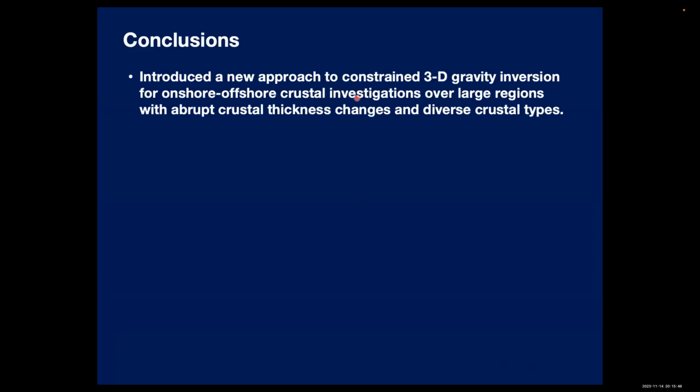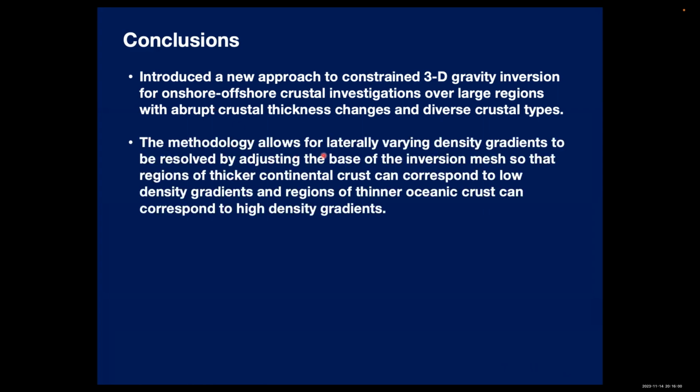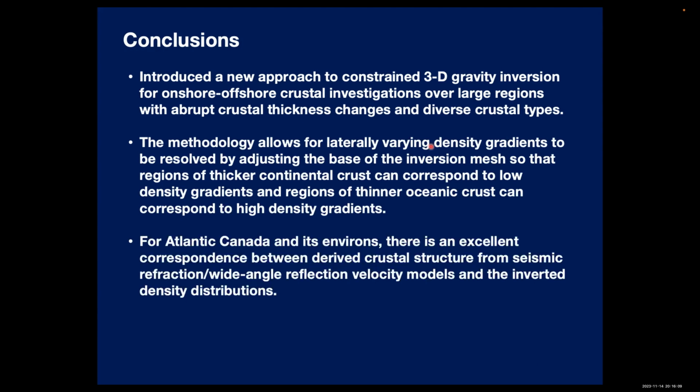So ultimately, this work is showing us that we have a new approach to constraining 3D gravity inversions that can work both onshore and offshore over huge areas, especially in areas where the crustal thicknesses change pretty radically and we have really different crustal types. And this allows us to have a varying density gradient. So continental crust can have the density stretched over a greater depth extent, and oceanic can be over a lesser depth extent. And overall, this is showing an excellent correspondence between what we're getting from the inversion and from the seismic refraction, wide angle reflection velocity models, which is nice because they're completely independent from each other.